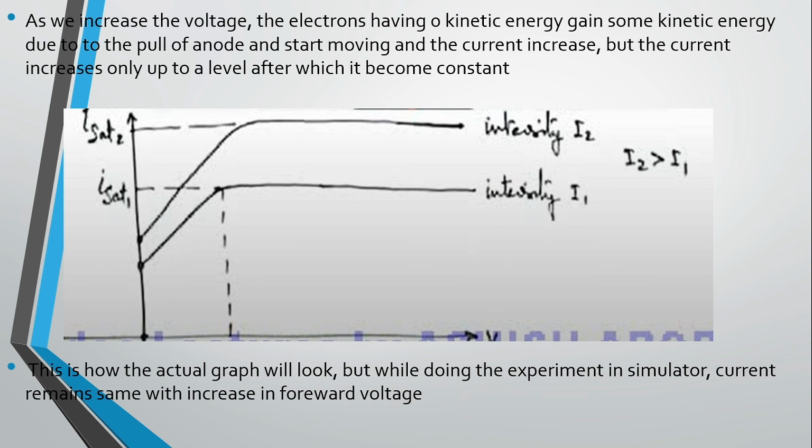As the voltage increases, the current value also increases. But at some value of voltage, both the currents I saturation 1 and I saturation 2 reach their maximum value, and after that they become constant. This is how the actual graph will look. But while doing the experiment in the simulator, the current remains the same with an increase in forward voltage.